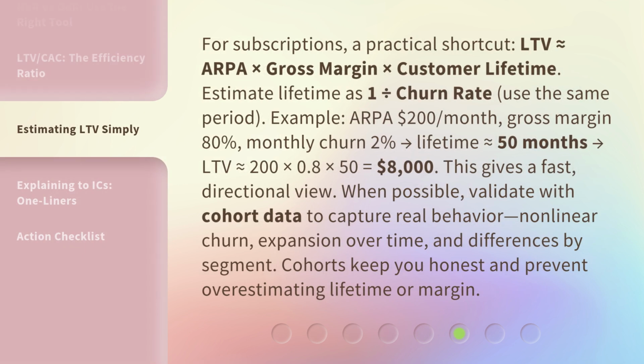For subscriptions, a practical shortcut: LTV approximately equals ARPA times gross margin times customer lifetime. Estimate lifetime as 1 divided by churn rate. Use the same period. Example: ARPA $200 per month, gross margin 80%, monthly churn 2% → lifetime approximately equals 50 months → LTV approximately equals 200 times 0.8 times 50 equals $8,000. This gives a fast, directional view.